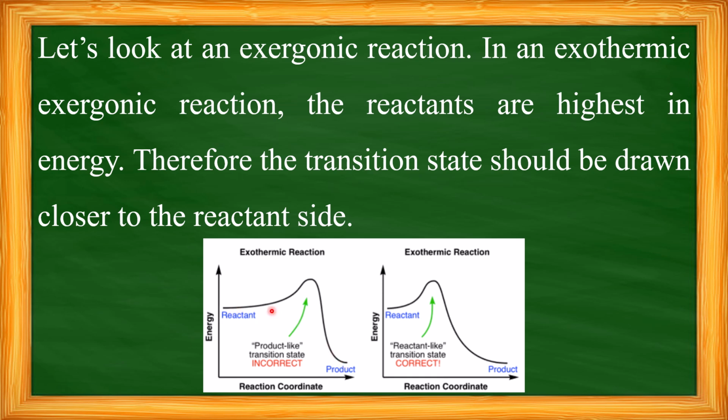than the product, and the transition state is supposed to lie closer to the higher energy species, but it is shown closer to the lower energy species, that is the product. Therefore, this energy profile is not correct for an exothermic reaction. Whereas the second diagram shows the transition state being closer to the reactant, which is a higher energy species. So this is the correct energy profile for an exothermic reaction.